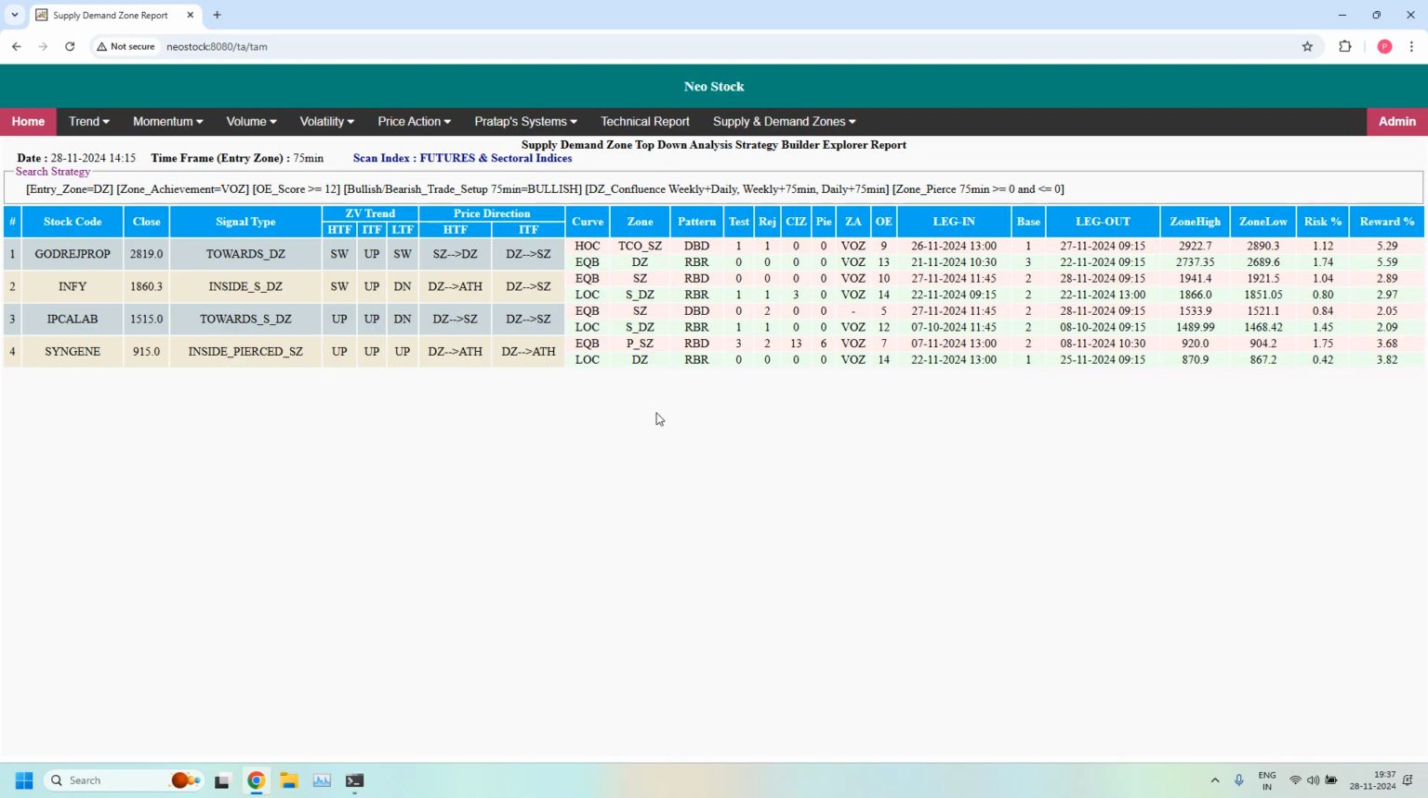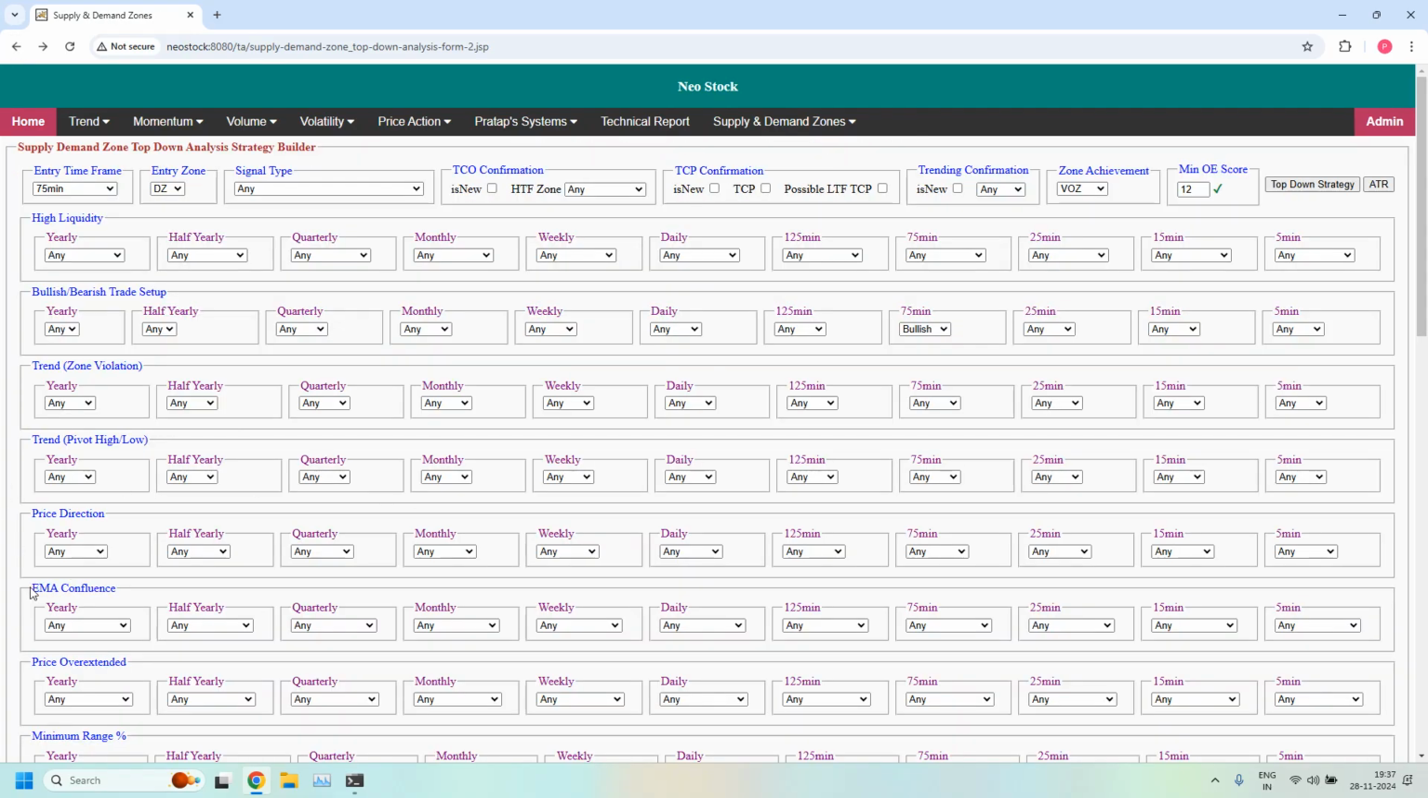because all these are entry time frame demand zones. These 75 minutes demand zones are part of the daily demand zone, both together again part of the weekly demand zone. That means everything is part of the weekly zone. So that's why if the weekly demand zone is having weekly EMA confluence, that is HTF, but trend should be up, not sideways. So let's verify. In the EMA confluence, weekly time frame, because the 75 minute zone together with daily is part of the weekly zone, that's why weekly demand zone having weekly EMA confluence.